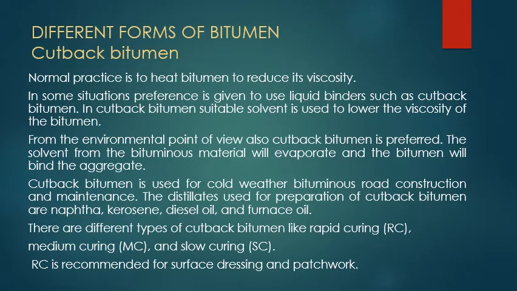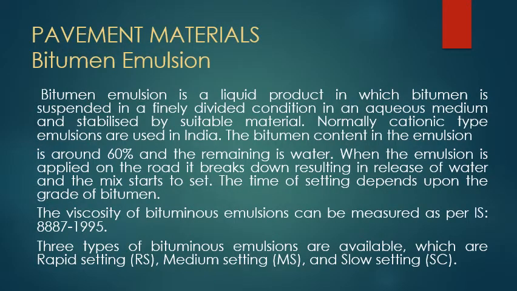There are three types of cutback bitumens, that is rapid curing, medium curing, and slow curing: RC, MC, and SC. As the name indicates, rapid curing, that is, most of the time we will be using it for surface dressing and patchworks, so that it should get cured faster. Now coming to the next bituminous material, that is bitumen emulsion.